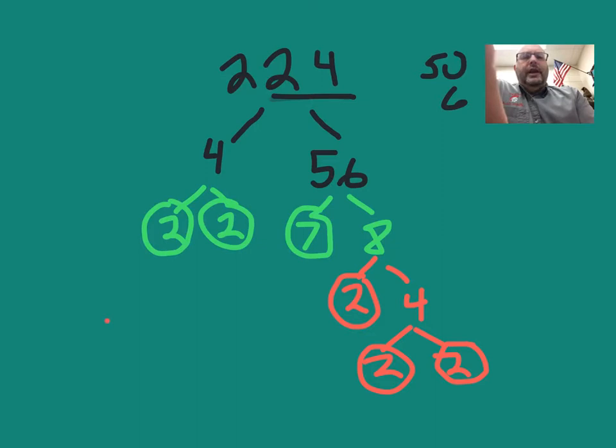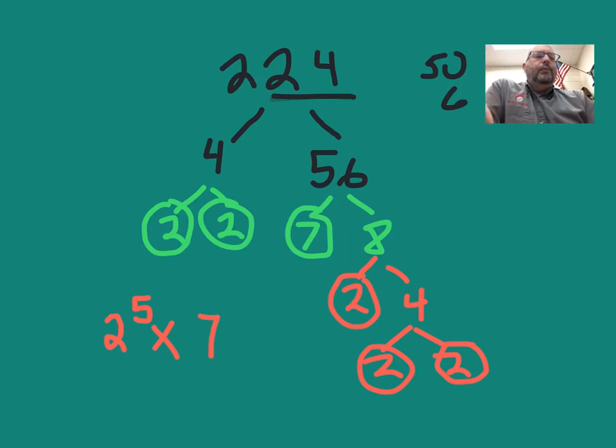So the prime factorization of this number, slow down, Mr. Burns, is 2 to the 5th times 7. All right, watch this video again as many times as it takes until you get the idea behind finding the prime factorization of a number.